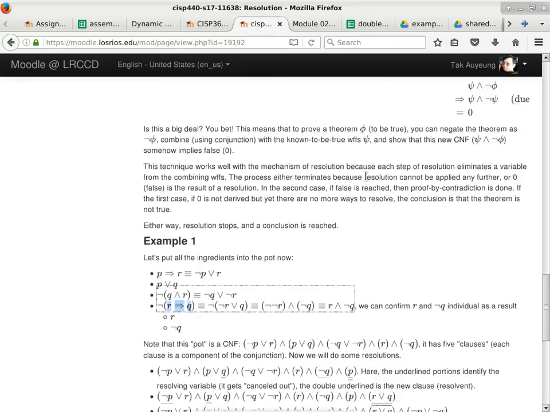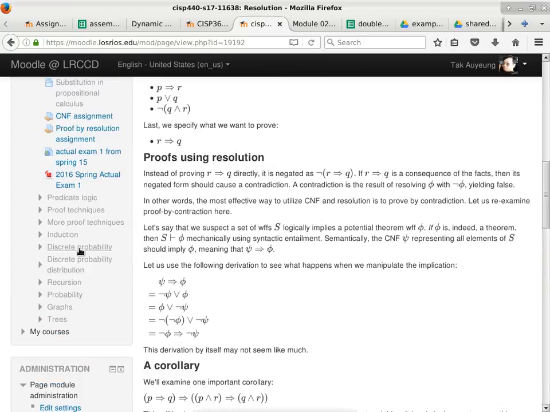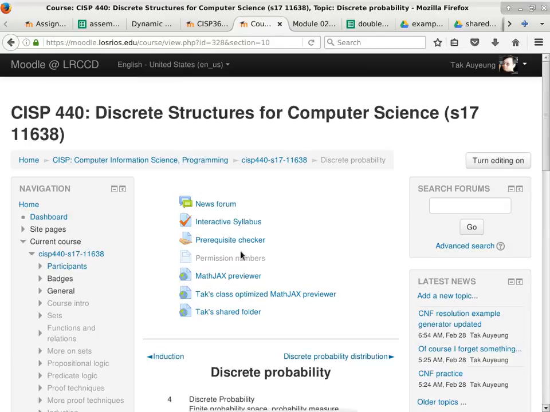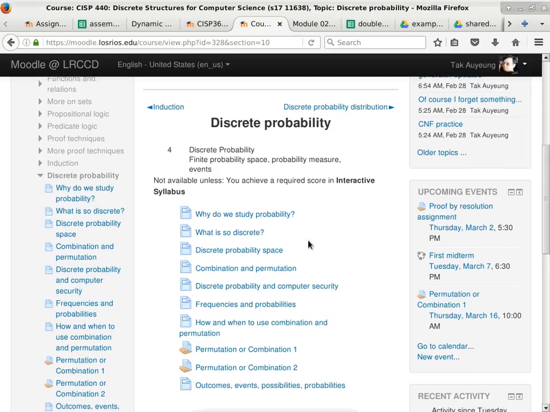All right, so with this out of the way, and you still have your homework to do, we can continue to talk about probability, or are there any further questions about resolution or propositional logic or relations? Questions? All right, that's a good answer. Not only is there no question, I'm bored.